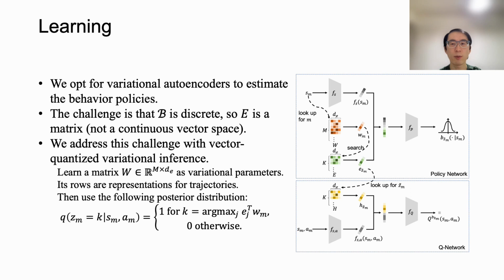We decide to learn the model parameters using variational inference, but the challenge is that the behavior set is discrete. It is unlikely that we can use amortized inference, which computes posterior estimates with a function. We addressed this challenge using quantized variational inference. We assume that a matrix W has variational parameters, whose rows are representations for trajectories. Then, the posterior distribution can be formulated like this. It computes the distance between Wm and the embeddings of all behavior policies, and it places all the probability mass on the behavior policy that is the closest to Wm.